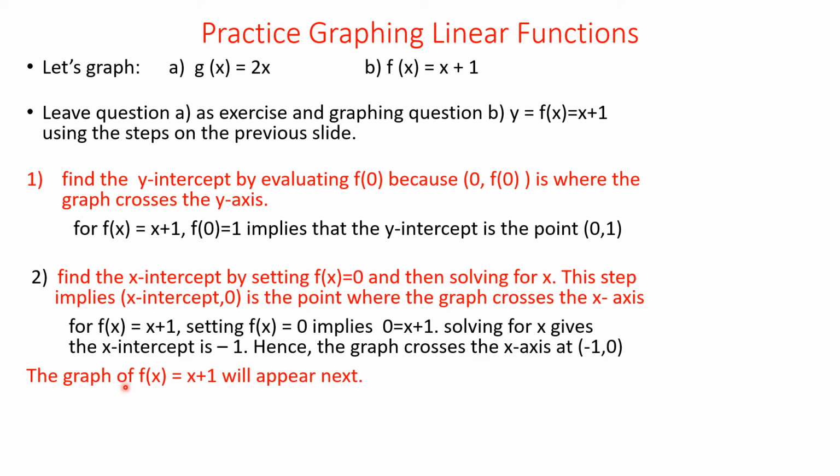The graph for f(x) = x + 1 will appear next. Here is the graph. We can see that the x-intercept is -1 and the y-intercept is 1, and this is the graph of a straight line.